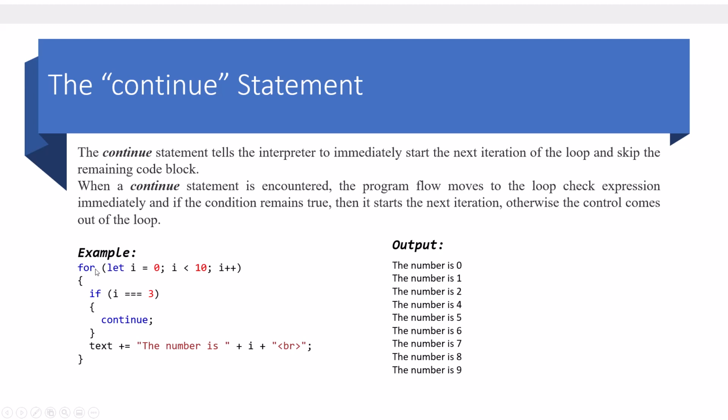Here in this for loop, I have one variable i equal to 0, the condition i is less than 10, and i++ increment is given. So it will go into this loop and it will check if i is equal to 3. Currently i is not equal to 3, so it will just go into this text: the number is i, which is 0. So it will print this first line.